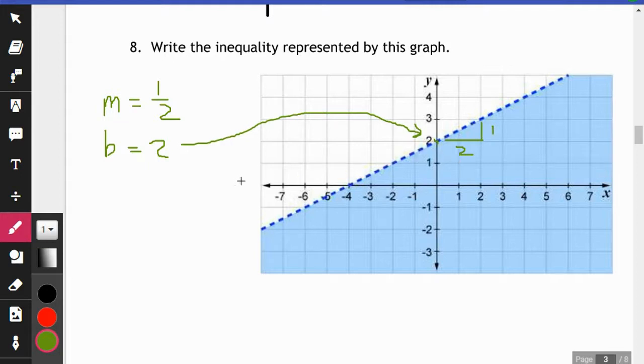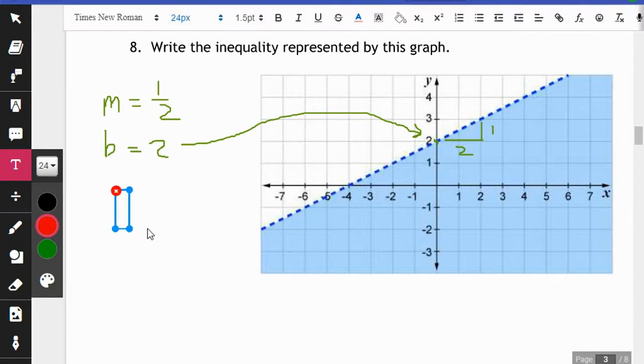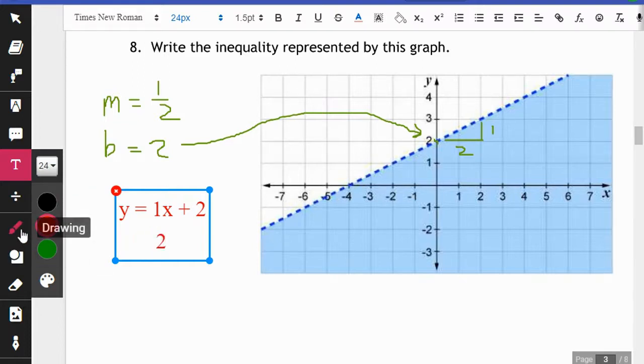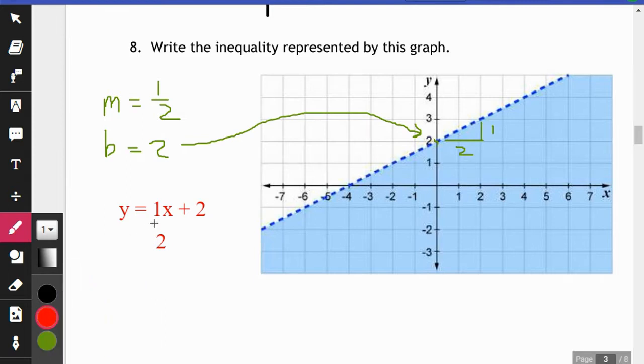Okay, so what can I do for writing an inequality? Well, I could write it as an equation and say y equals 1/2 x plus 2, like this, because it's just prettier. Okay, that works. But that's an equation.